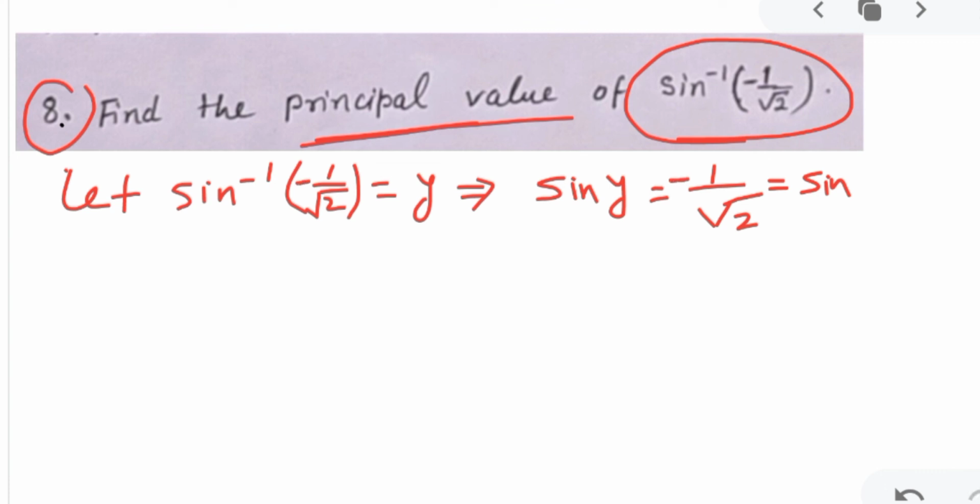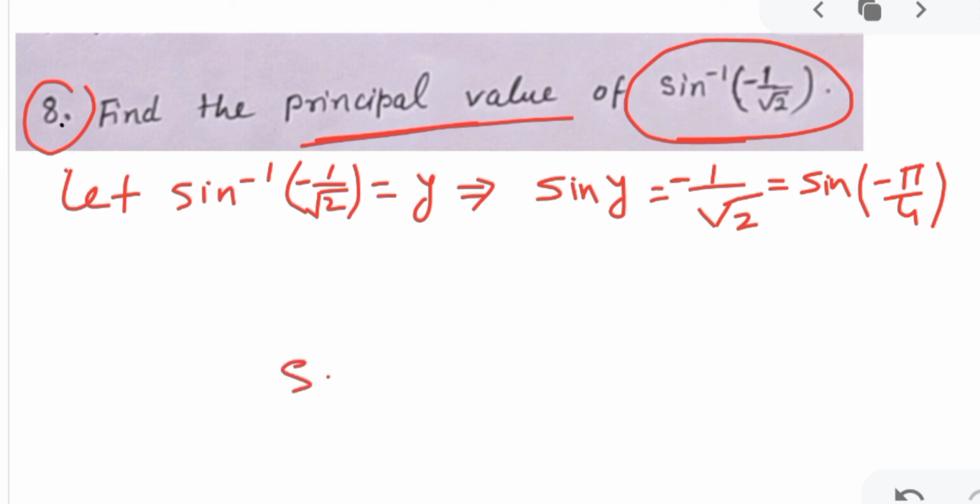So sin y is minus 1 upon root 2. The value of 1 upon root 2 we know is 45 degrees, that is pi upon 4. Sin pi upon 4 is 1 upon root 2. If I take minus pi upon 4, then we get minus 1 upon root 2, because sin of minus theta we know is minus sin theta, correct?